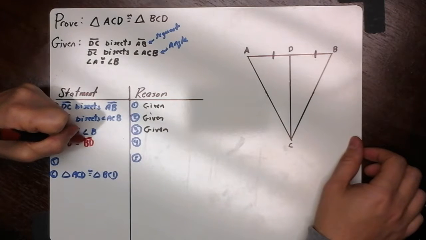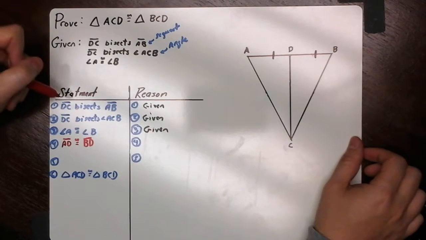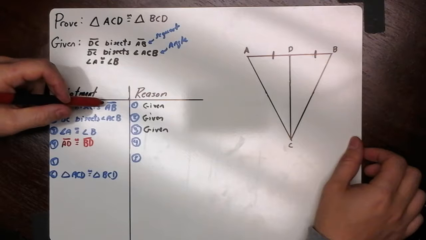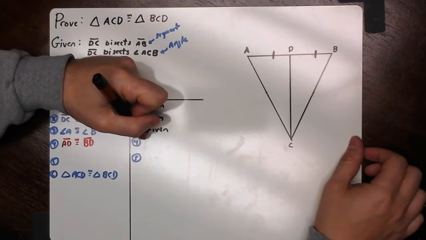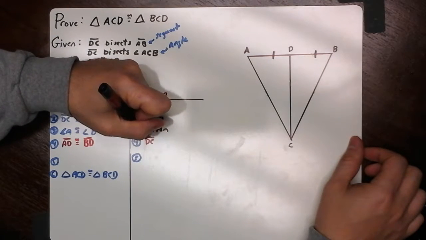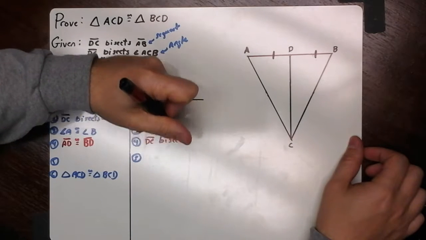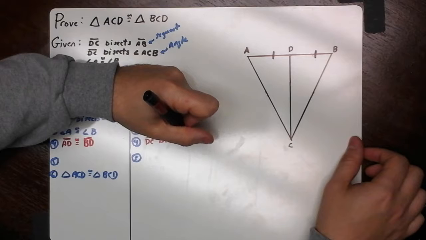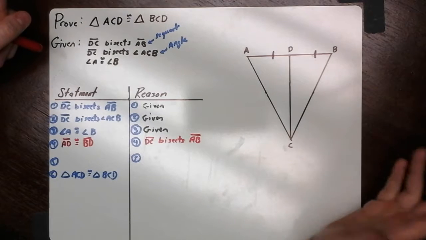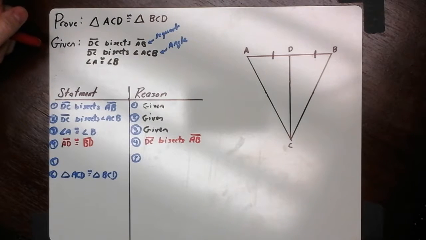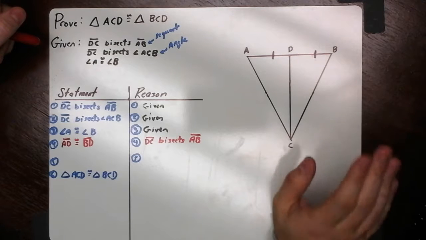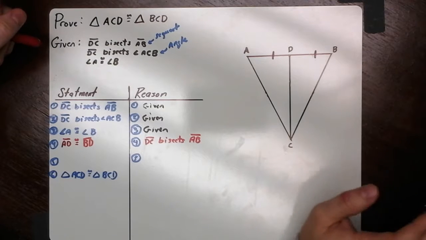So I'm going to say that AD is congruent to BD, and that's because DC bisects AB. So I'm actually going to write that here. DC bisects AB. There's a couple of ways I can use this language, but that's the most direct way to say it, and I'm sticking with that.